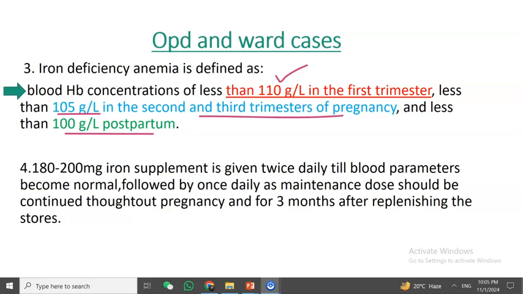So you need to treat her. So how would you treat? Such guidelines are there. You need to give the patient 180 to 200 mg iron supplement twice daily till the blood parameters like hemoglobin, hematocrit, MCV become normal, and then you need to give once daily medication as a maintenance dose, which should be continued throughout pregnancy and for 3 months after replenishing these stores. So after 3 months you need to check the CBC and hopefully it would be recovered.